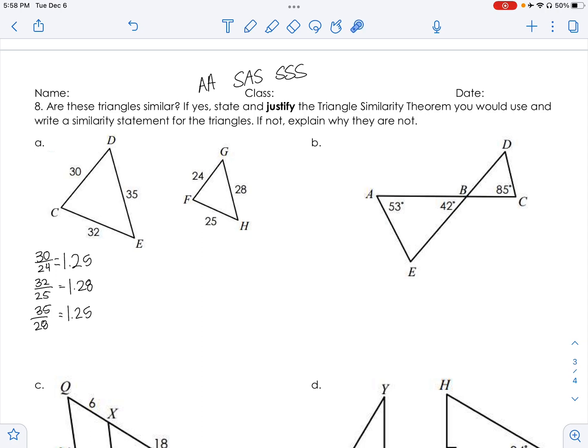So because 32 over 25 is not proportional, we cannot use side-side-side. We don't know anything about the angles. So since the sides aren't proportional, or dilated with the same scale factor, the triangles are not similar.